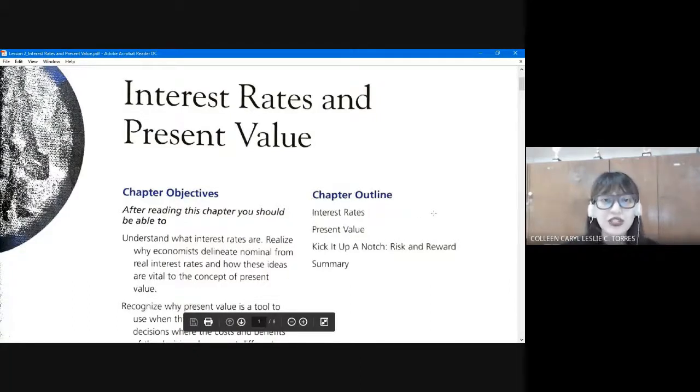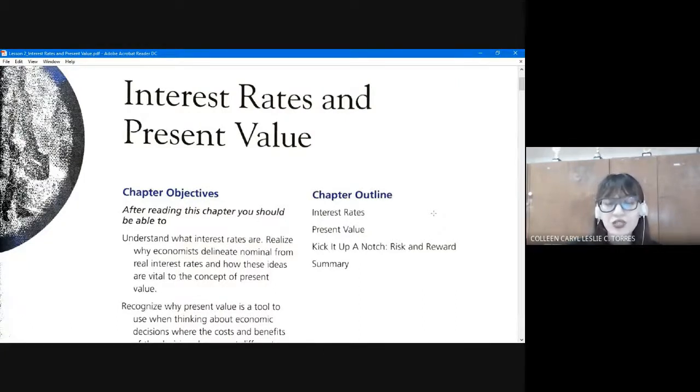For our assessment on Wednesday or Thursday, during our class, we will have an exercise on computing present value and future value. That would be our activity for the synchronous class. On Wednesday and Thursday, we will have exercises, and then we will proceed to the assessment for lessons 1 and 2, which were macroeconomics and interest rates and present value.